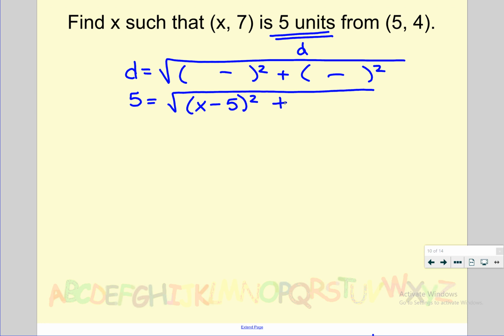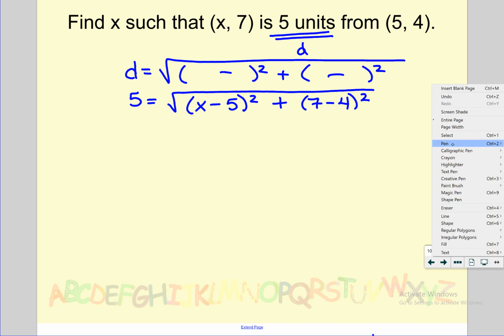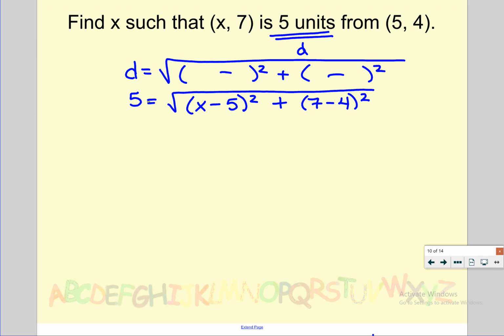Then we're going to subtract our y's. 7 minus 4 squared. Okay? And now we have to solve this square root equation. The first thing that I'm going to do is that square root is gross. So I am going to square both sides of my equation. On the left, 5 squared gives me 25. On the right, the square and the square root are just going to cancel.